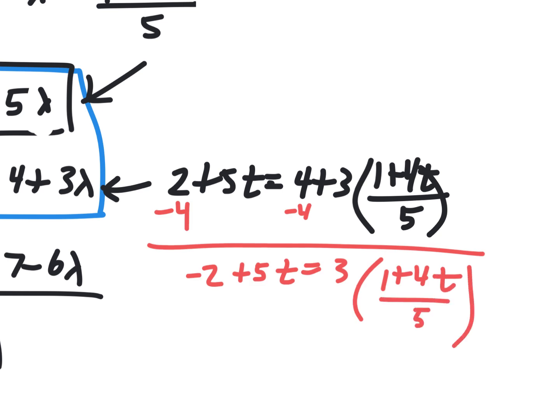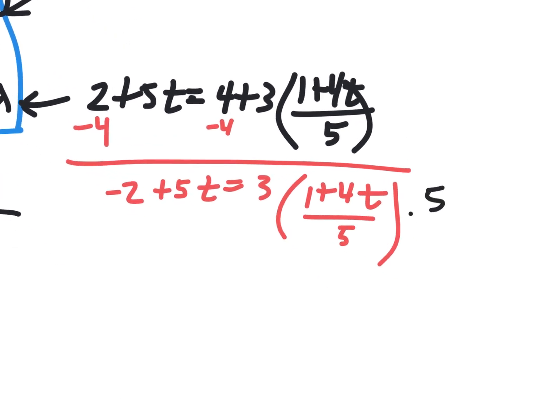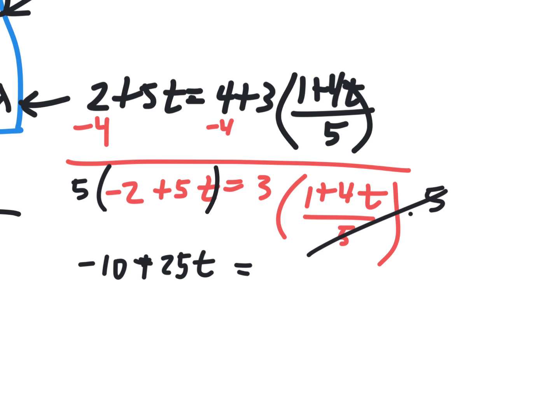Now, you know my favorite saying is if you can factor it, you should. But what's my second favorite saying? Clear the fractions. So, I'm going to multiply everything by 5 here. And I have to multiply this by 5, but it's really distributing that to both of those parts. So, this will be negative 10 plus 25t equals, and those cancel. And now I can multiply out the 3. 3 times 1 is 3 plus 12t. Ooh, that got a lot easier when I got rid of that fraction.